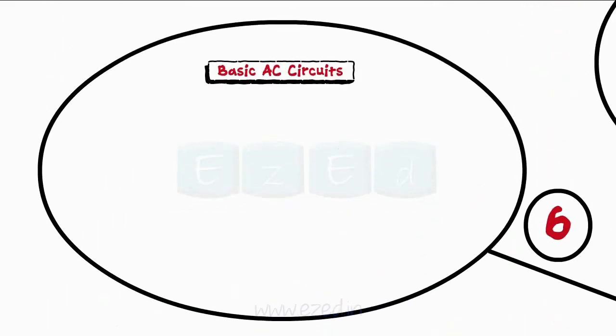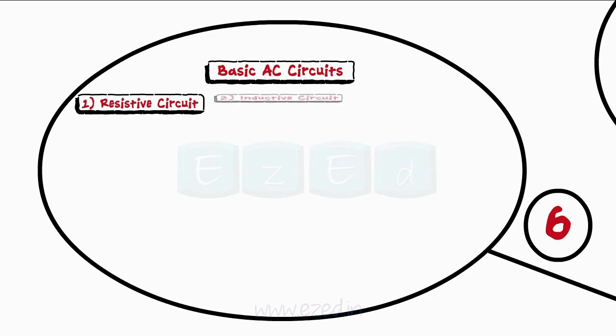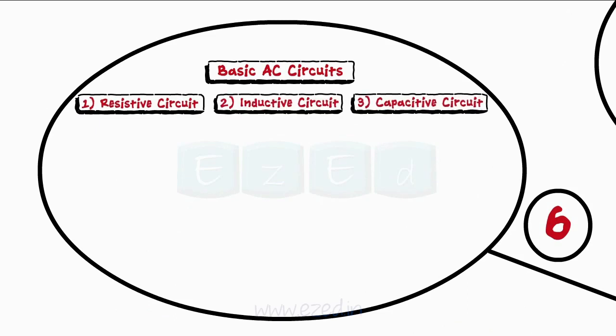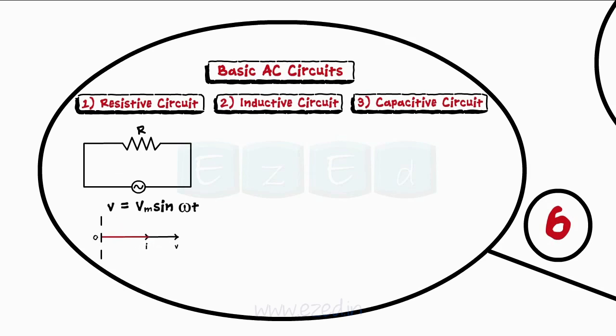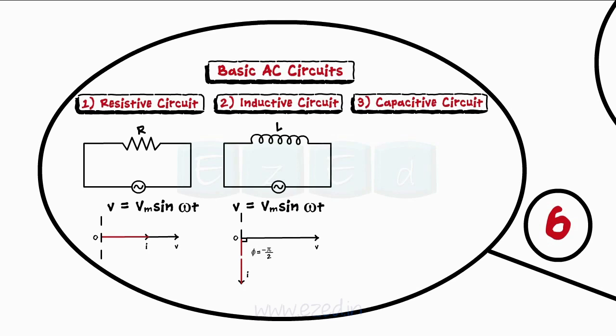The three types of AC circuits are considered as the fundamental circuits: resistive, inductive, and capacitive. For resistive circuit, the voltage and the current are in phase with each other. For the inductive circuit, the voltage leads the current, whereas in the capacitive circuit, the voltage lags the current.